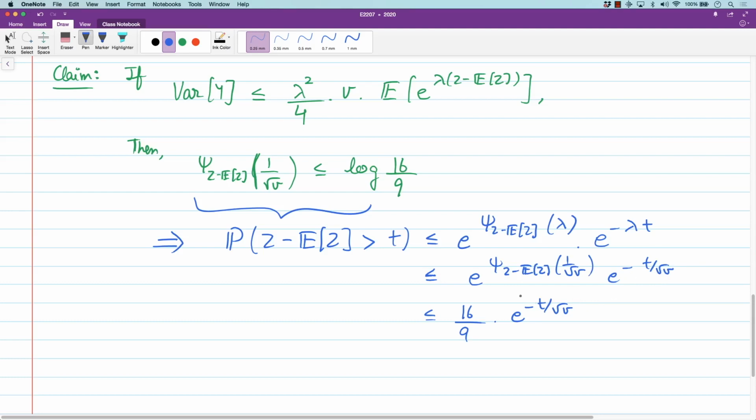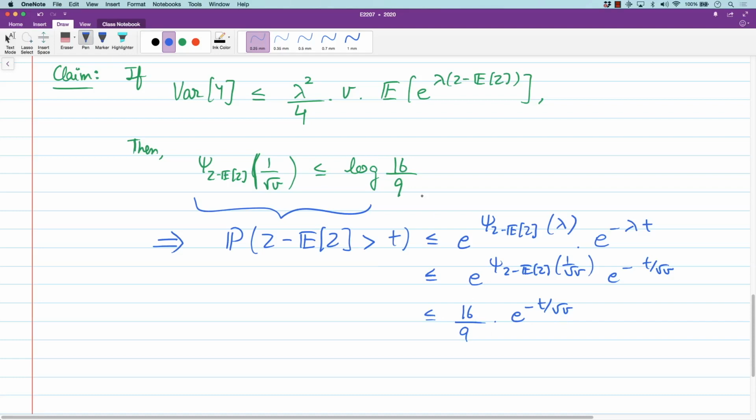This is also called a sub-exponential bound. So it suffices to find a constant lambda, in this case 1 by root v, for which the log moment generating function is constant. If you have that bound, then by the Chernoff bound, you will get a sub-exponential bound with the same constant. So this part is easy. So it will give the desired result. I put down 2 there. You can get 16 by 9. But that constant is not important for us.